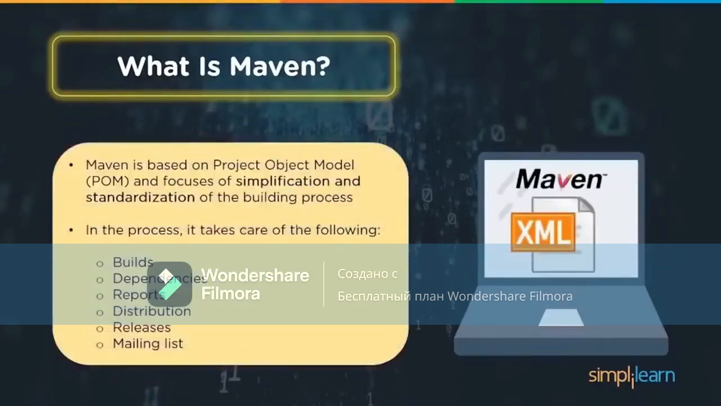Now Maven is a POM-based project, also known as a project object model, and it focuses on simplification and standardization of the building process. In the process, it takes care of all the following: builds, dependencies, reports, distribution, releases, mailing list. So all these things are taken care of in this process, and ultimately it's the ability inside Maven to define how the overall build process needs to be automated and standardized. All these mechanisms can be followed so that we can have good standards and simplifications implemented.